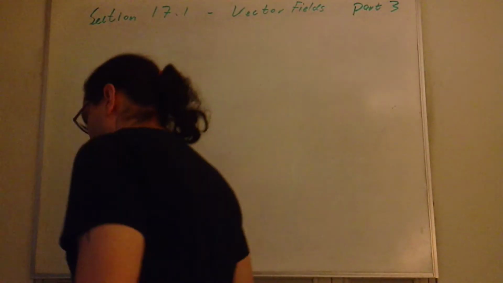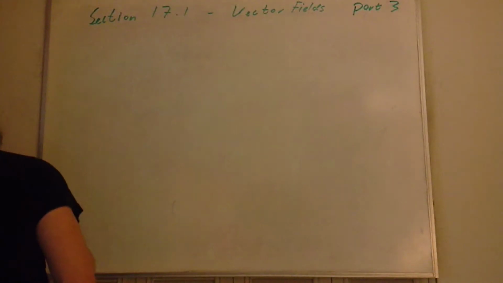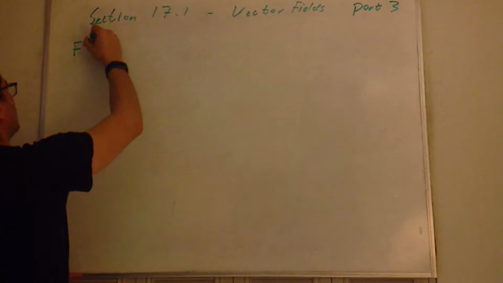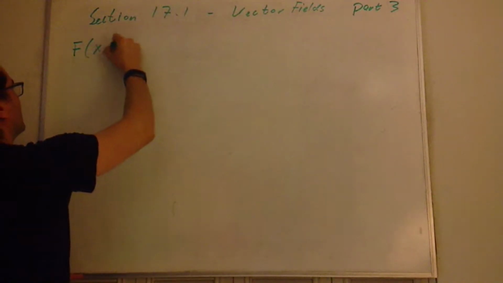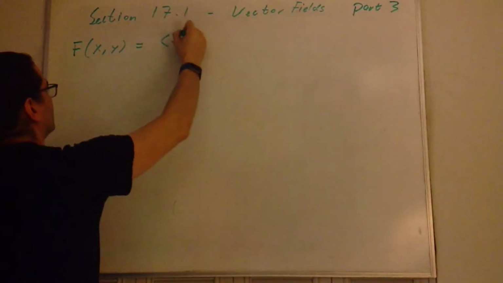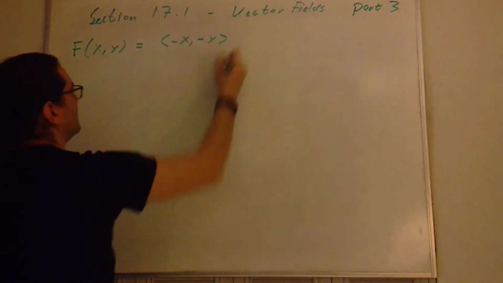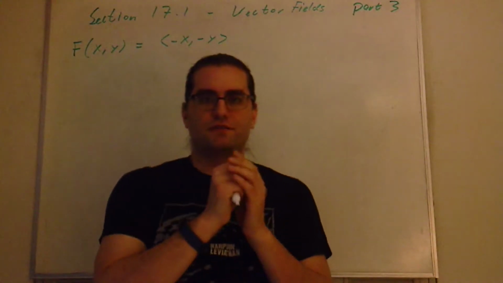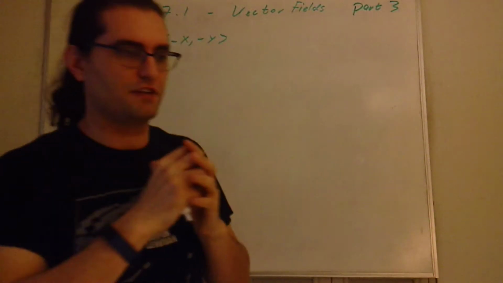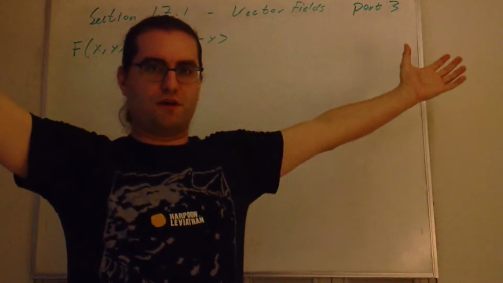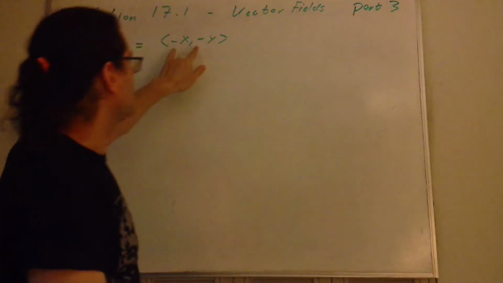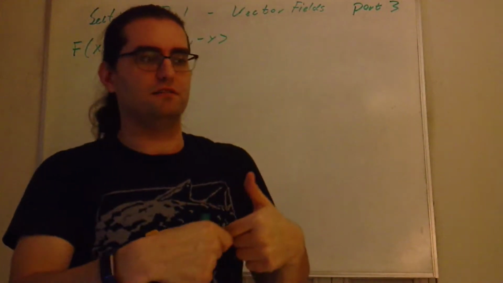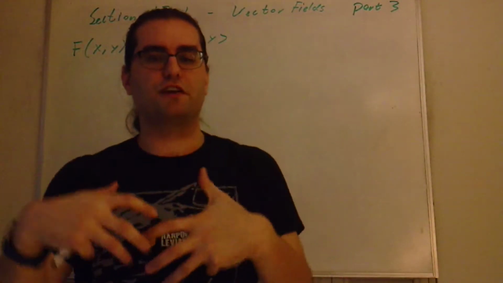So I want to start with my, not my favorite, I think a good vector field. F of x, y equals negative x, negative y. This is a variation of what I described in the last video as the explosion vector field. The explosion vector field was everything goes straight out, directly away from the origin. This is that, but negative. So in this one, everything is going straight in towards the origin. This is the implosion vector field.